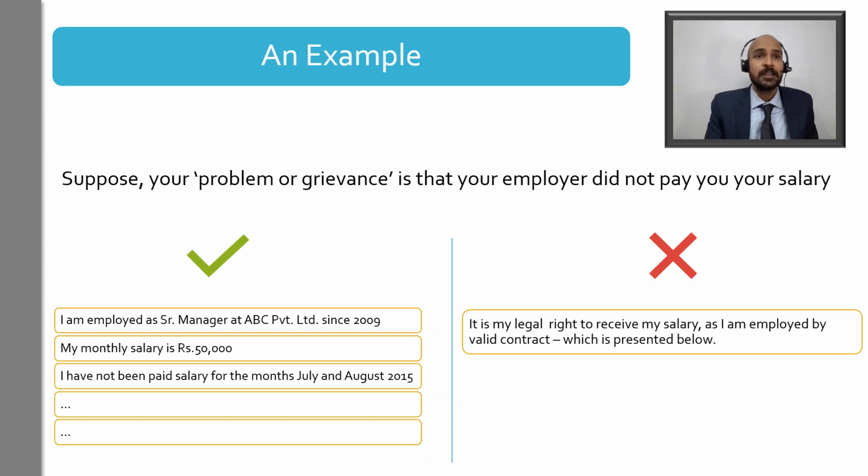You might also have seen that you are required to state the material facts. Not all the facts, but only the material facts, which means you don't talk about irrelevant things that don't contribute to your case or don't showcase your cause of action. You have to talk only about material facts.